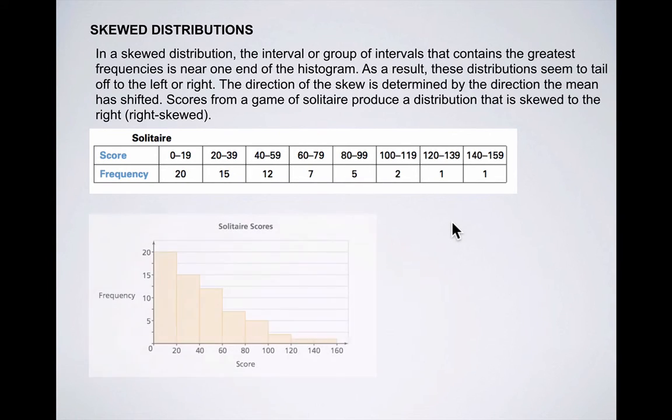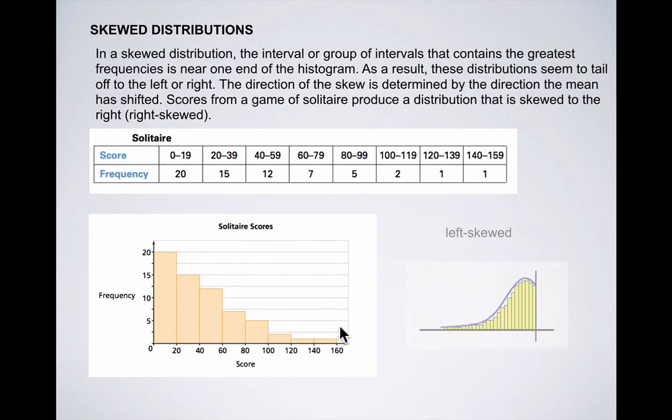And so if you graph this, it appears to take this form, and we say that this is skewed to the right, which means that it looks like the data has been pulled to the right side. And so here this would represent data that's been skewed to the left. And again, think of it as the data being pulled to the left side.